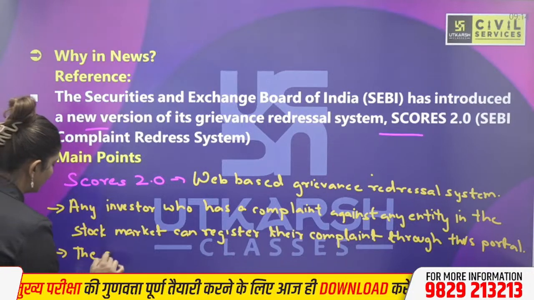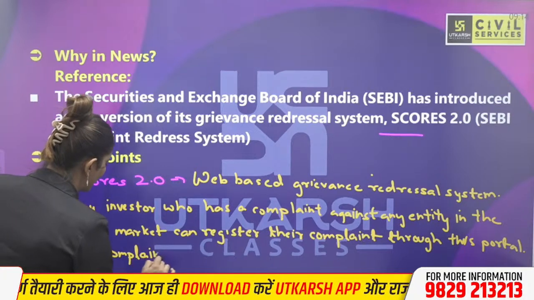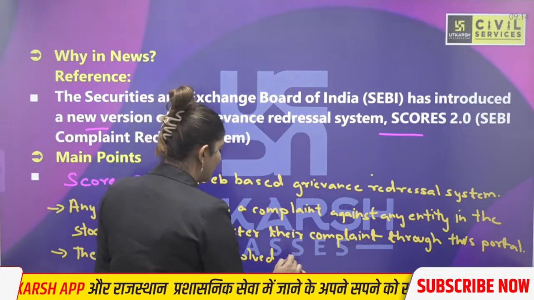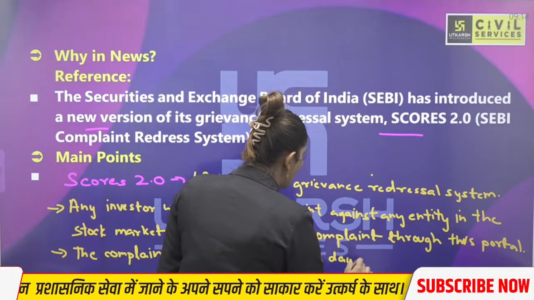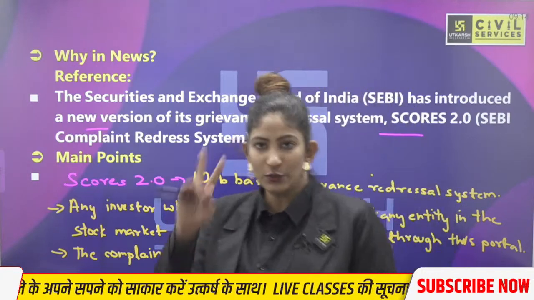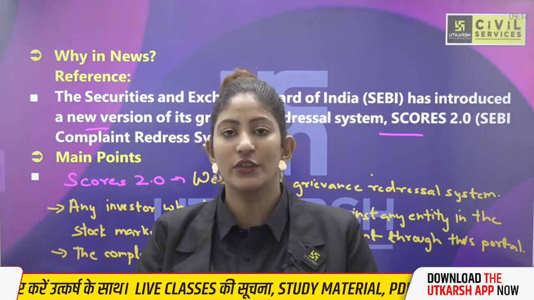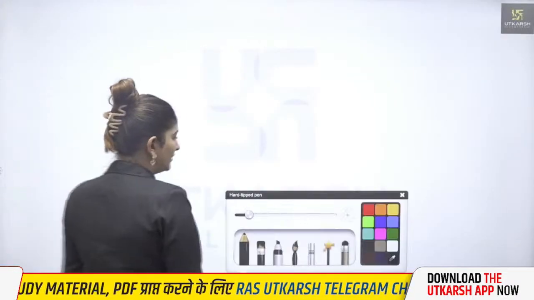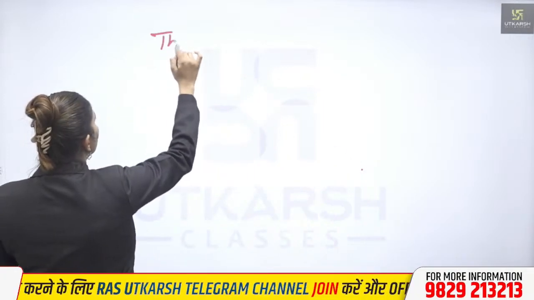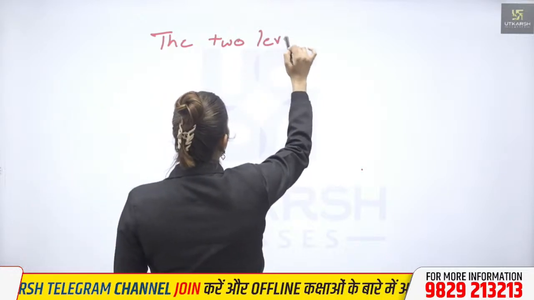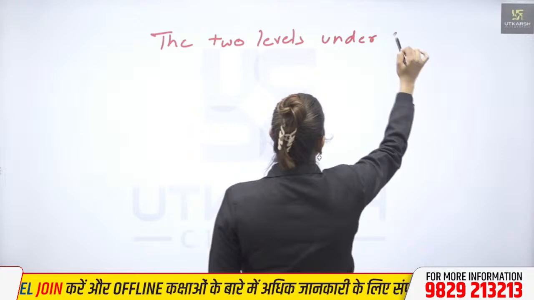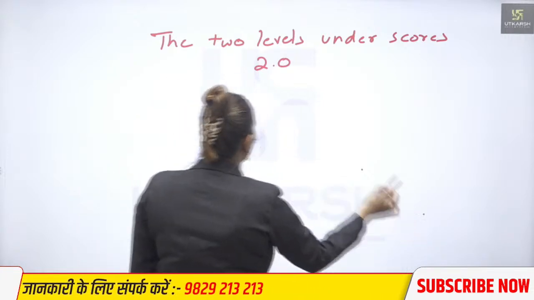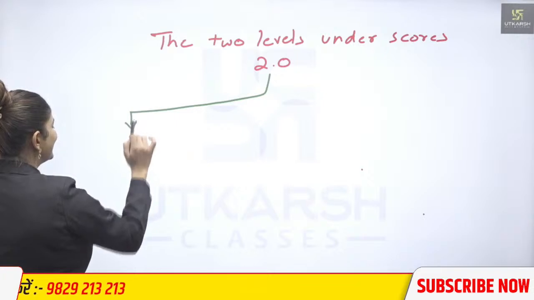Remember, the complaint will be resolved in how many days? Because days can also be asked. In 21 days. Now there are two levels. Because of the two levels, we will be able to understand how Scores 2.0 will work. Let's talk about the two levels. So first level under Scores 2.0, levels under Scores 2.0.